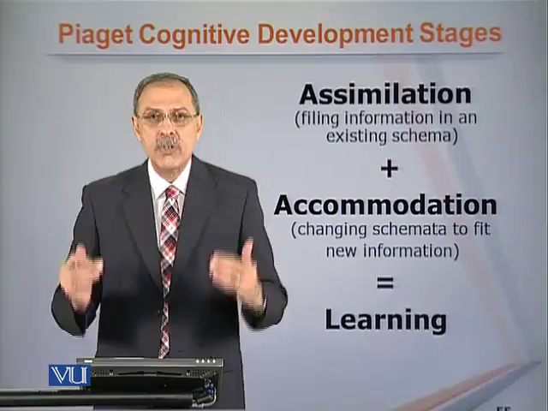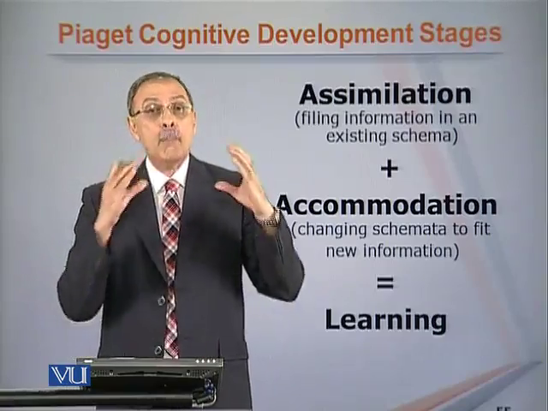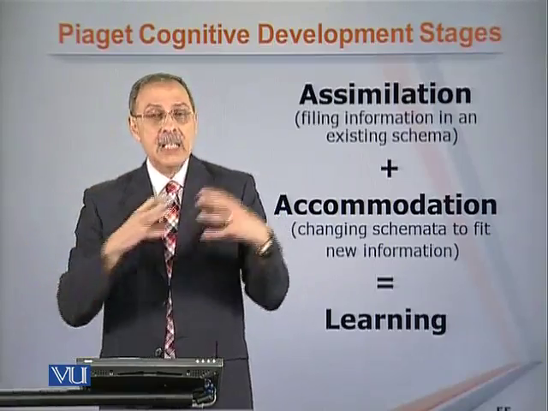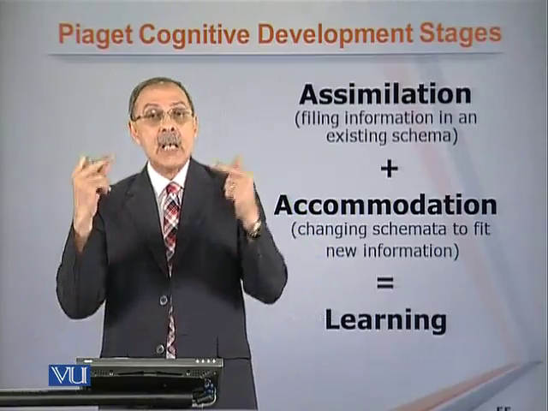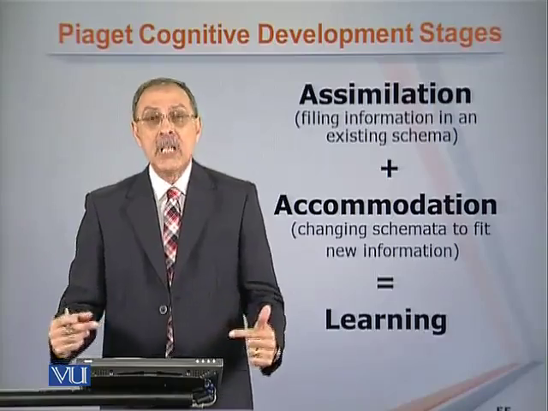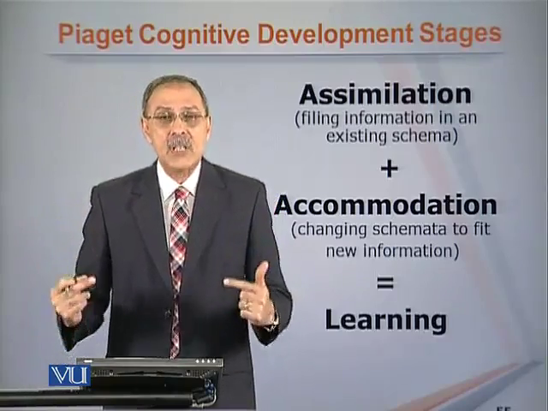So, assimilation plus accommodation, filing information in an existing schema and changing schemata to fit new information, will result in learning. Both those things happen. Sometimes assimilation happens, sometimes accommodation happens, but those two things happen so that learning takes place.